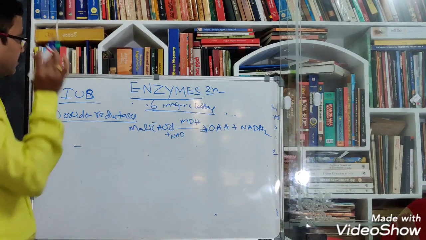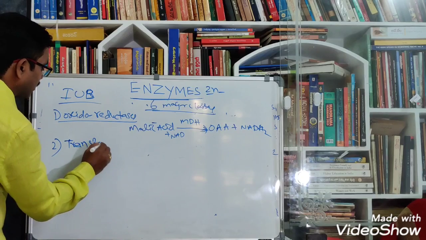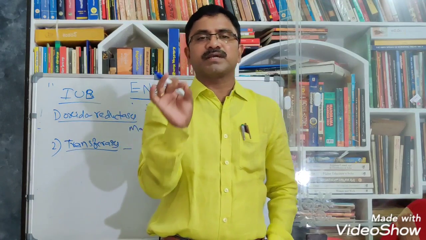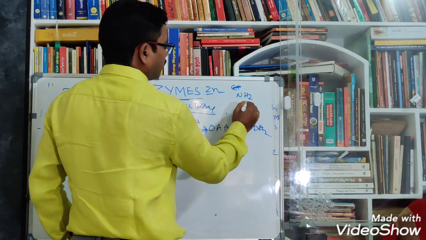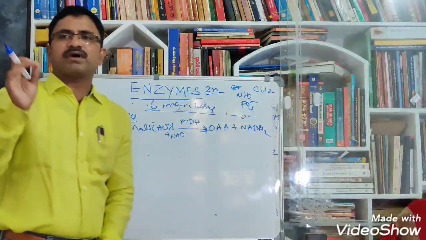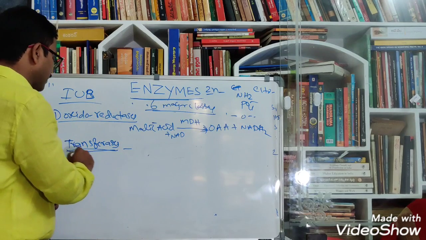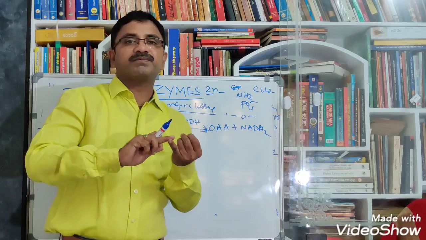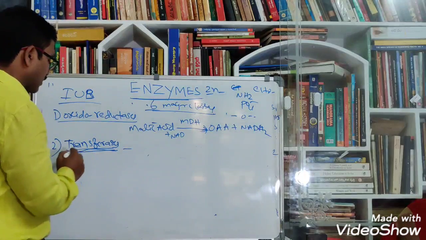The second major class is transferases. You have learnt so many functional groups, chemical groups in organic chemistry. You are familiar with NH2, amide, phosphate, ether, aldehyde, keto. These are called chemical groups or functional groups. Here the duty of transferase enzymes is to transfer the chemical groups, functional groups, from one substrate to another substrate. So these enzymes are called transferases.